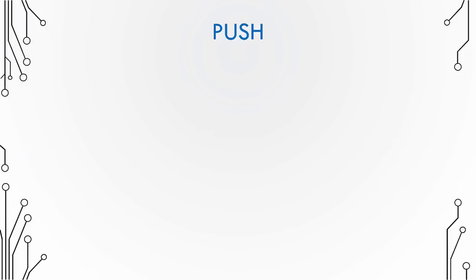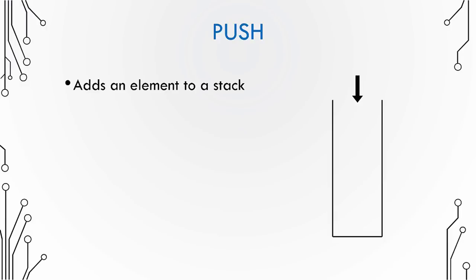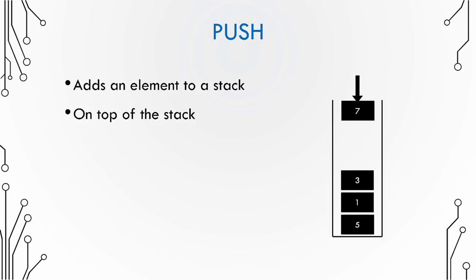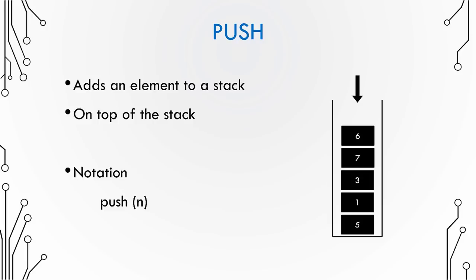So what is a push operation on a stack in terms of computer science? Well, a push operation adds an element to a stack. And as described in the earlier lectures, elements are always added on top of the stack. So you have only one end and all the elements go from that end inside the stack. The notation to use this push operation is quite simple. You just have to say push and give the number to be pushed onto the stack.